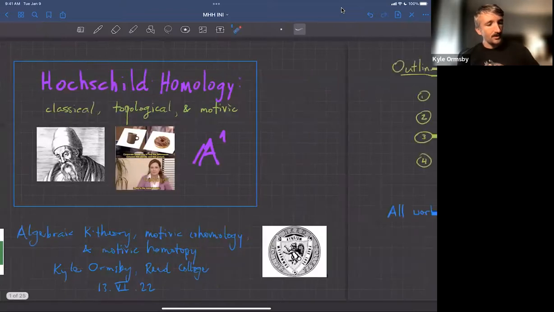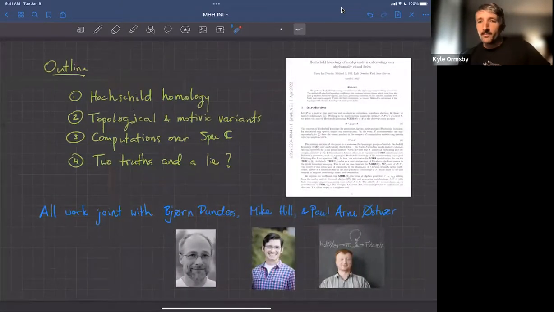Let's get started with an outline. I know that some folks in the audience do have expertise and prior knowledge of Hochschild homology. Nonetheless, there might be some folks who don't, and I will spend some time reviewing the basics and then building up to both topological and motivic variants of that theory. That'll be kind of the review portion.